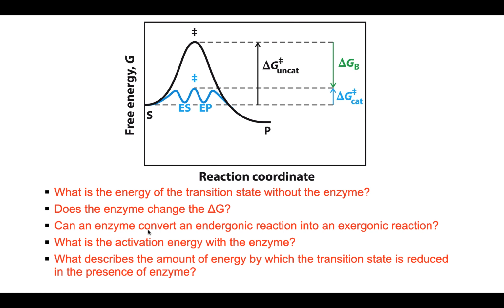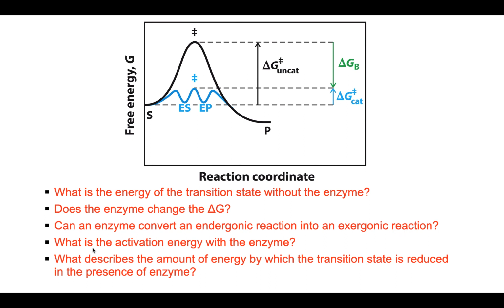And now that sort of brings us next to this question. Can an enzyme convert an endergonic reaction into an exergonic reaction? Well, we just said that it can't change the energy of the substrate. It also can't change the energy of the product. And that is the only way you can convert an endergonic reaction into an exergonic reaction, by changing the energy of the substrate and/or the product. We just saw that an enzyme can't do that. And so no, an enzyme cannot convert an endergonic reaction into an exergonic reaction.